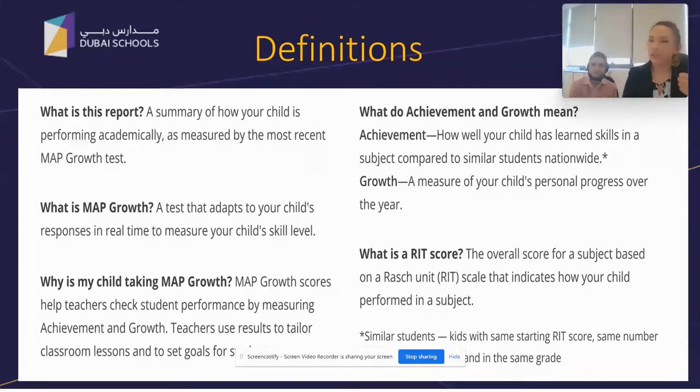Now you're looking at achievement and you're looking at growth whenever you look at MAP. Achievement is how well your child has learned the curriculum expectations. Are they at a grade level 3 level, grade 4, kindergarten? It tells you what achievement they're at. That's their attainment. And growth is your child's personal growth over the year.